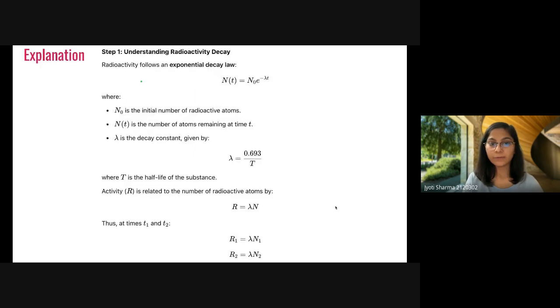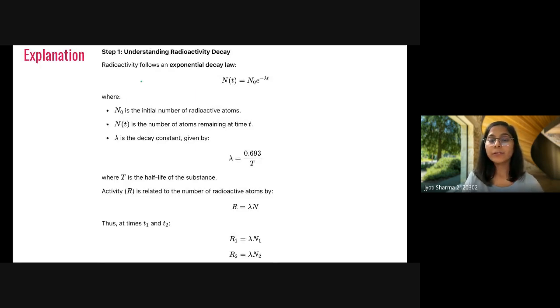Okay, so let me show you here. The answer is (R1 minus R2) multiplied by T. And let's look at the derivation of why (R1 minus R2) multiplied by T gives the number of atoms that have disintegrated.